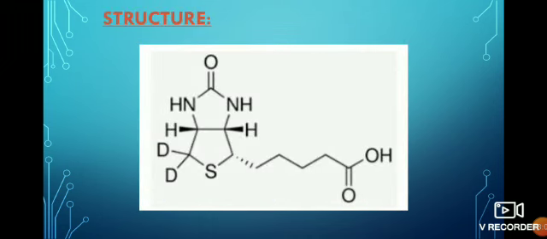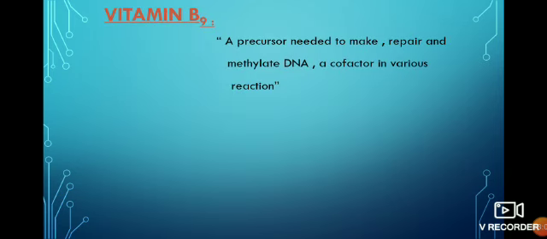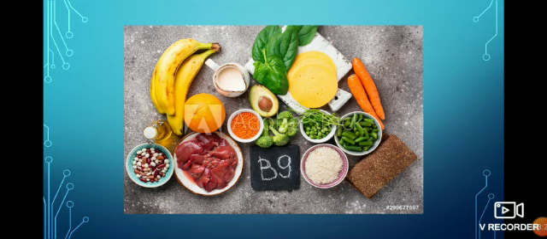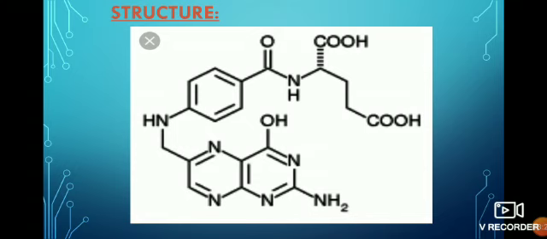Here is the structure of vitamin B9. Vitamin B9, also folate, is a precursor needed to make and repair DNA, and a cofactor in various reactions. B9 sources include bananas, and all these are easily available. Here is a complex structure of vitamin B9.